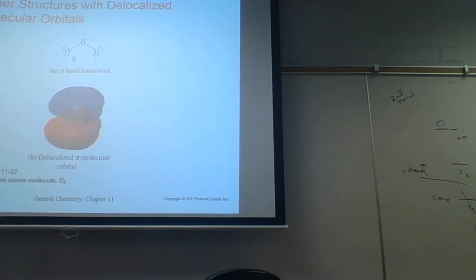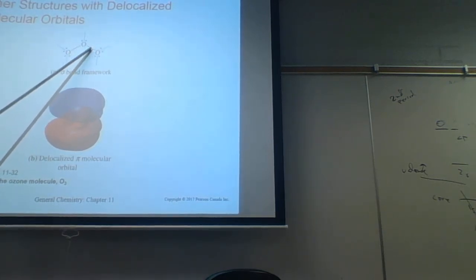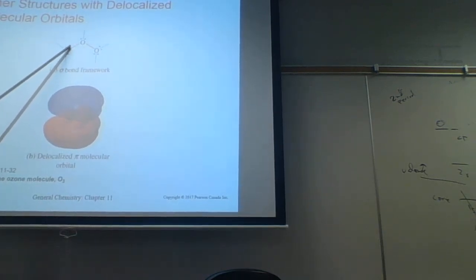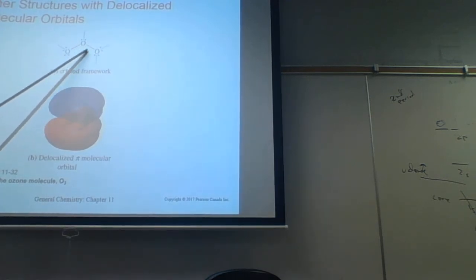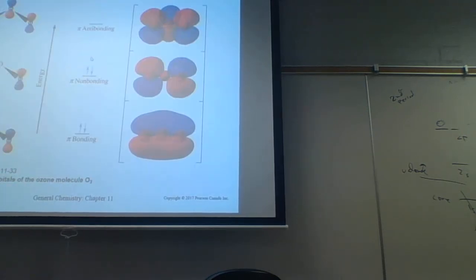Here's ozone. For ozone, when we did valence bond, we had a double bond and a single bond. So we had this, but we had the hybrid. When we do valence bond, we just look at one of the resonance forms and go from there. This is the MO, totally delocalized here. So some more MOs of ozone.